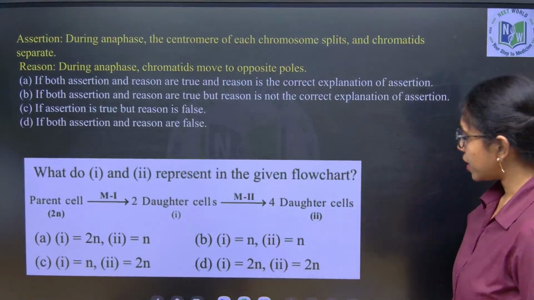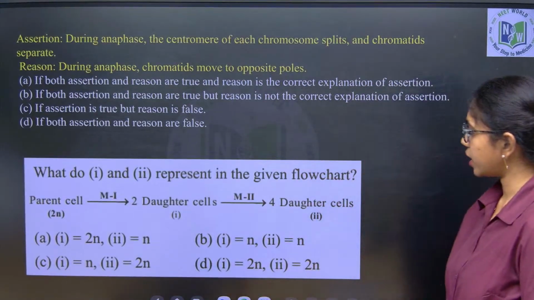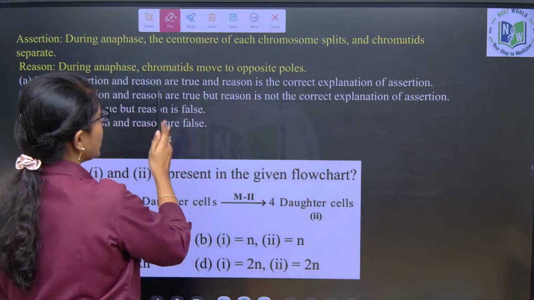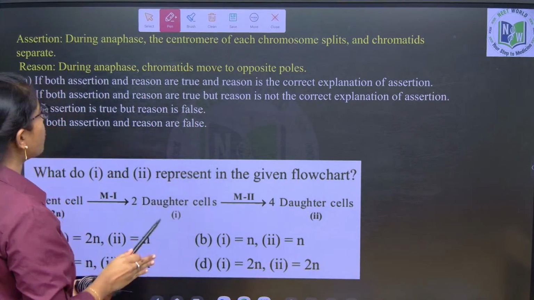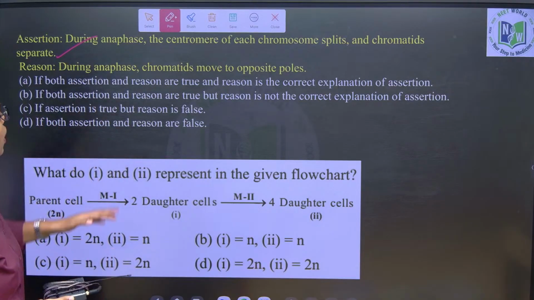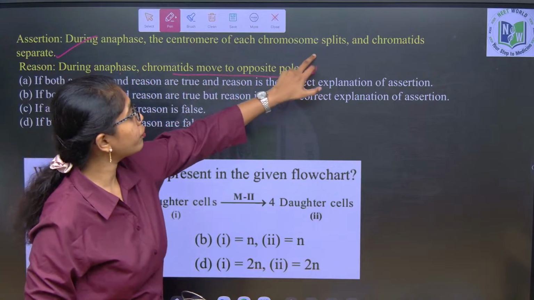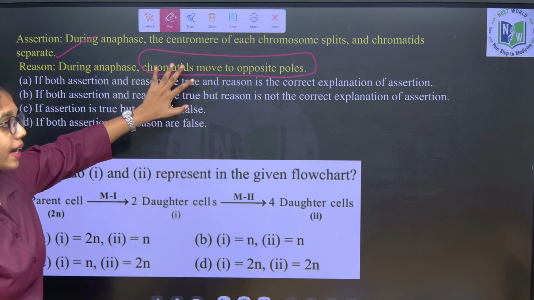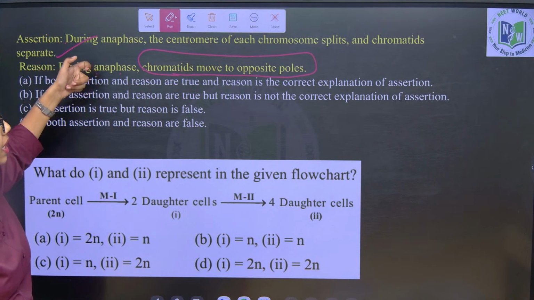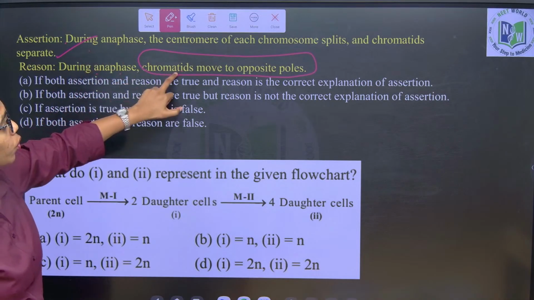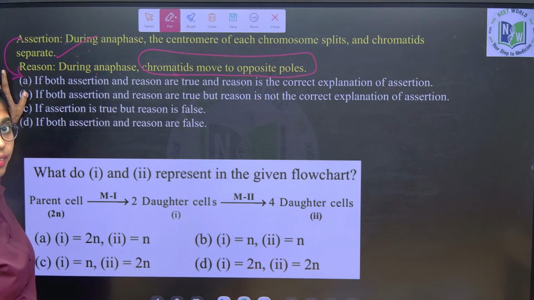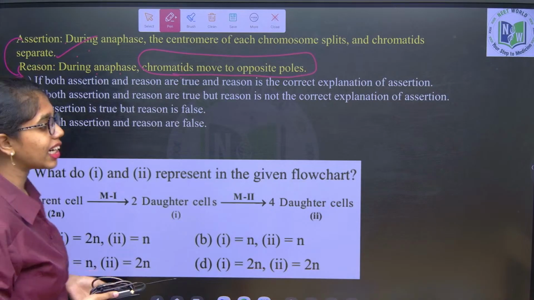Now, an assertion reason type of question and one more logical question from cell division and cell cycle. During anaphase, the centromere of each chromosome splits and chromatids separate. Yes, the assertion is true. When the reason is given, during anaphase, chromatids move to opposite poles, exactly true. So here both assertion and reason are true and they are separating and moving to poles. But here there is no explanation given about spindle fibers. And here comes the doubt for you.